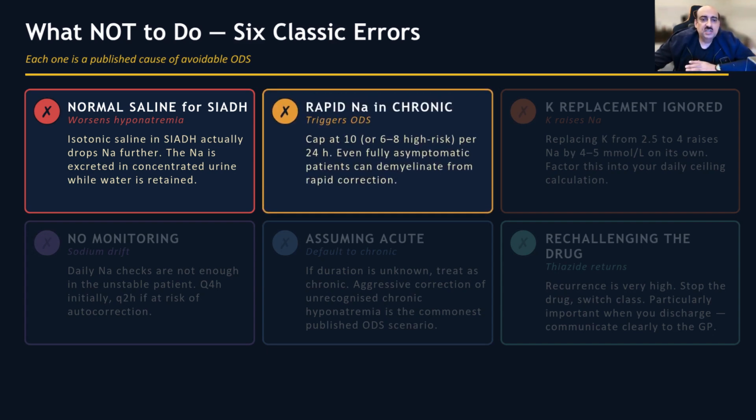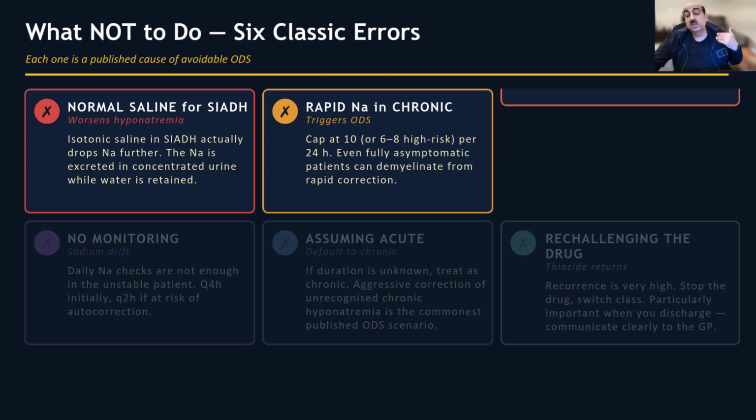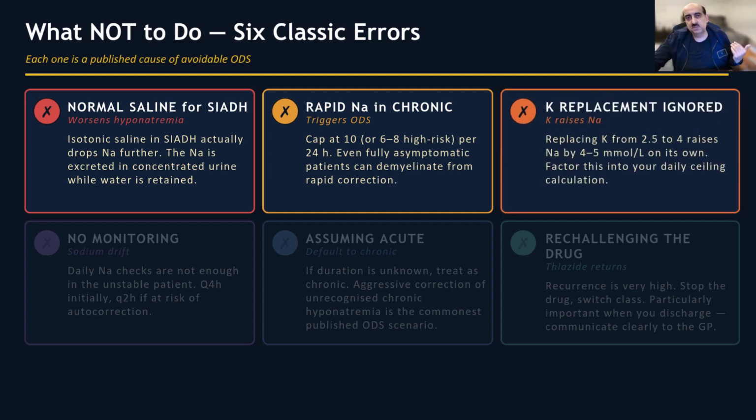Number 2, rapid correction in chronic hyponatremia. So capping of 6 to 8 in high risk and 8 to 10 in the normal risk population. If not sure about the duration, assume it's chronic. The contribution of the potassium replacement, as we discussed before: because it's an osmolyte, replacing potassium will also significantly raise the sodium correction.